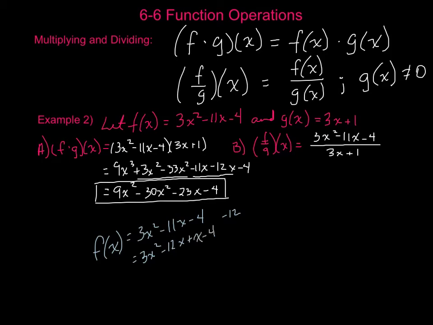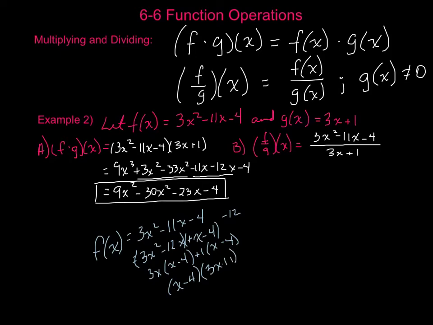And now we're going to group them. Yes, this is factoring by grouping. 3x squared and 12x have a 3x in common, leaving me with x minus 4. x and negative 4 only have a 1 in common, leaving x minus 4. And so now we have x minus 4 in common, and 3x plus 1.